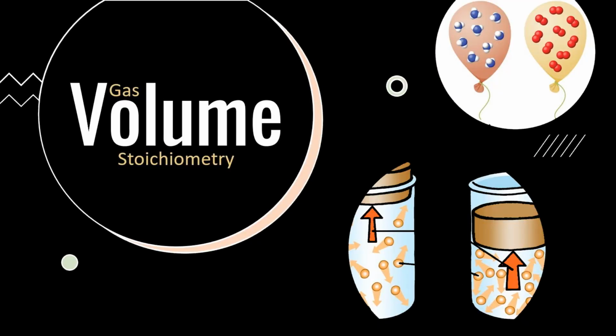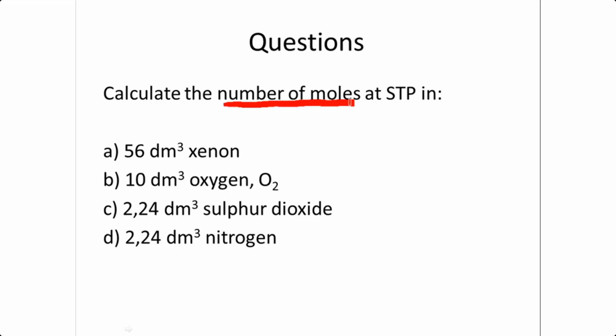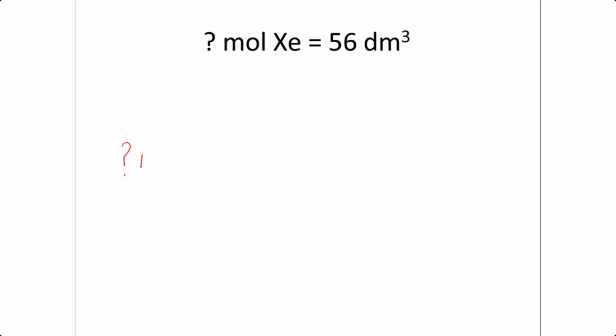Let's calculate how many moles of a gas we have given the volume at STP. How many moles of xenon are in 56 decimeters cubed of xenon? We write this in equation form. How many moles xenon has the same volume as, in other words, equals 56 decimeters cubed xenon.